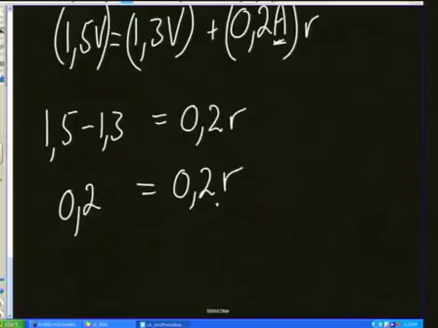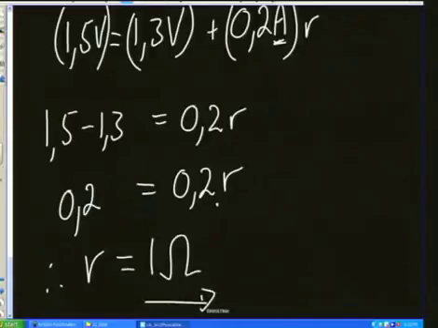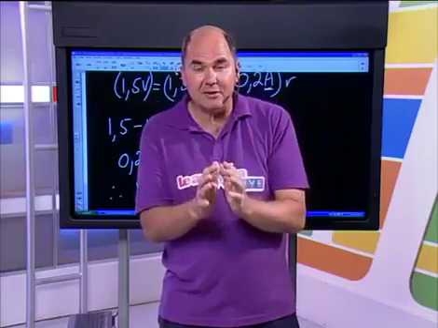Little r. What am I going to do? Divide both sides by 0,2, and I get little r is equal to 1 ohm. Okay, guys, I could check it and make sure that it's the same answer with the other circuit. I'm going to leave that for you to do.